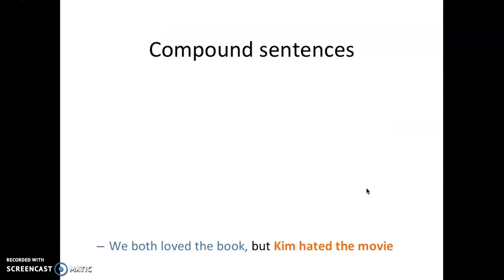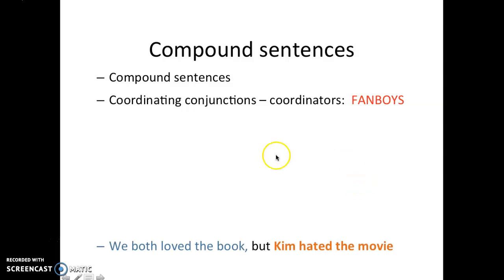Why is that? Because in a compound sentence, you have what is called coordinating conjunctions or coordinators, and they are under the acronym of FANBOYS. The coordinators are for, and, nor, but, or, yet, so. So FANBOYS, these are called coordinators, and they are part of a compound sentence. We both love the book, comma, but Kim hated the movie.